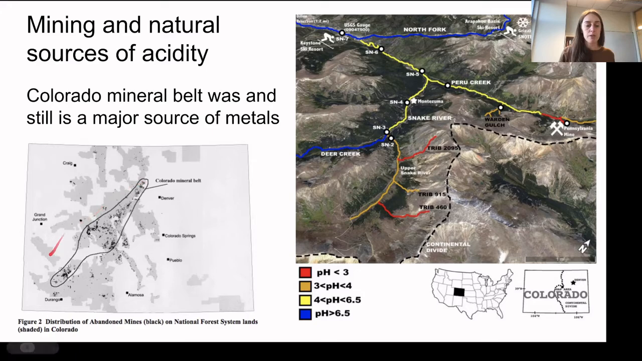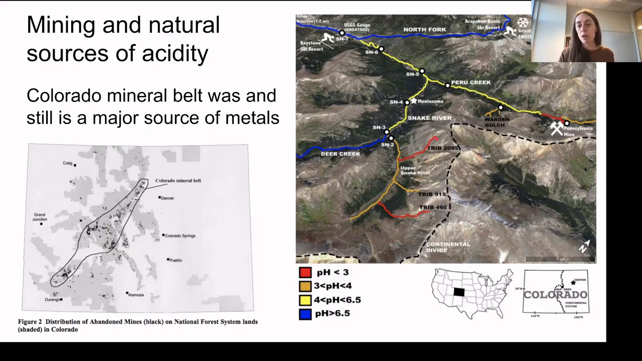Again, we have this giant mineral belt, which is rich in a lot of things that people care about: silver, gold, other metals, molybdenum, and along with it is a lot of pyrite. So in the Colorado mineral belt, you can see this is the distribution of abandoned mines in Colorado, and there are just a ton of them. But aside from those abandoned mines, there actually are naturally really acidic streams in here.